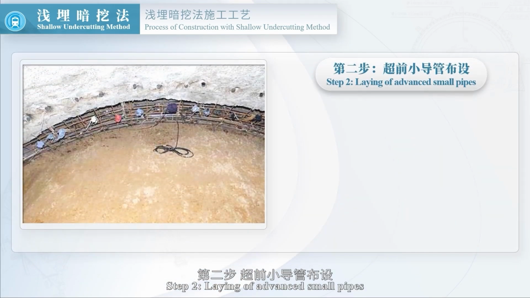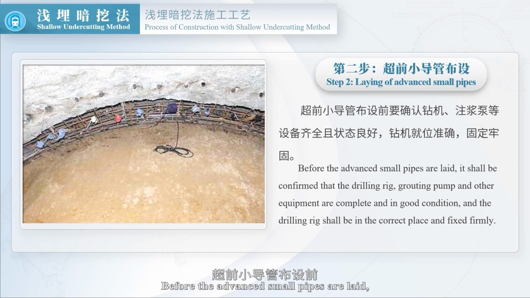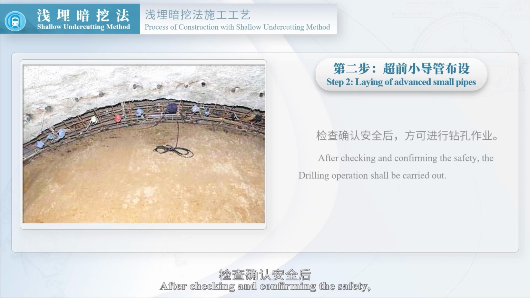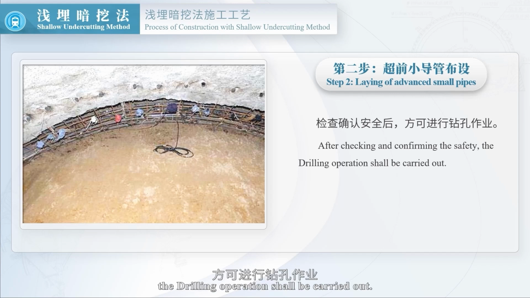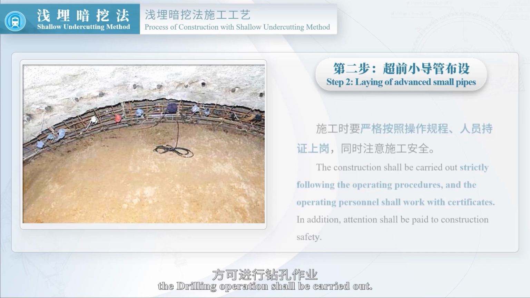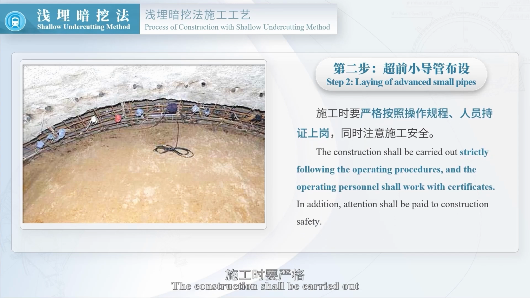Step 2. Laying of advanced small pipes. Before the advanced small pipes are laid, it shall be confirmed that the drilling rig, grouting pump, and other equipment are complete and in good condition, and the drilling rig shall be in the correct place and fixed firmly. After checking and confirming the safety, the drilling operation shall be carried out. The construction shall be carried out strictly following the operating procedures, and the operating personnel shall work with certificates. In addition, attention shall be paid to construction safety.